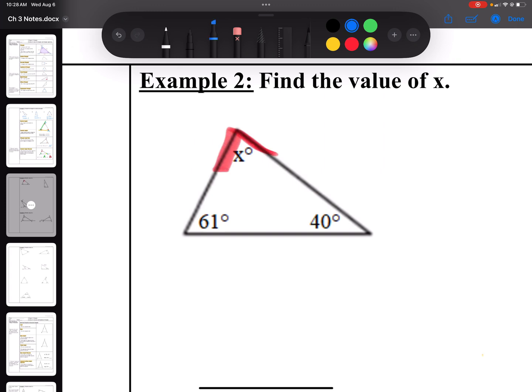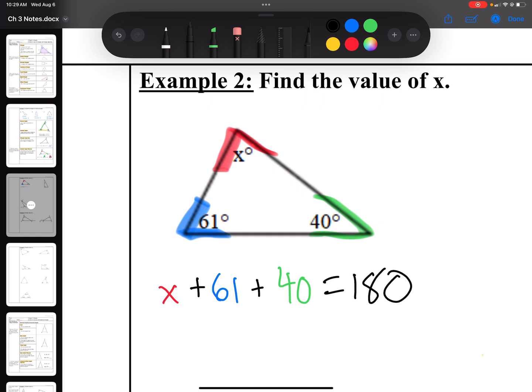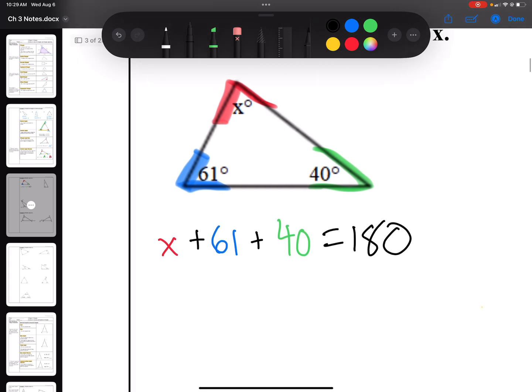Well, the interior angles of a triangle add up to 180. So that means the x plus the 61 plus the 40 has to equal 180. Why? They're all interior angles of a triangle, and the interior angle sum of any triangle is always 180 degrees. Now, again, the order doesn't matter. I did x plus 61 plus 40. You could have done x plus 40 plus 61, 40 plus x plus 61. It really doesn't matter. The order doesn't matter on the left, okay?